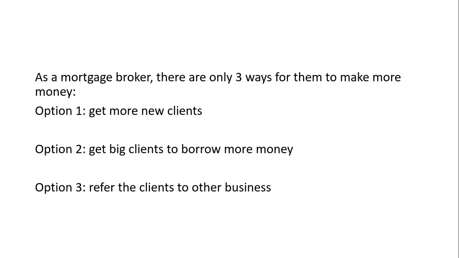So as a mortgage broker, there are only 3 ways for them to make more money. Option 1, get more new clients. Actually, this is the hardest way because they have to pay for Google advertising, Facebook advertising, or advertise in the newspaper, or go networking, or word of mouth, but they have to do something. They have to do some sort of advertising or marketing. It either costs them time or costs them money. So this one is the hardest one because getting a new client either costs money or costs time.